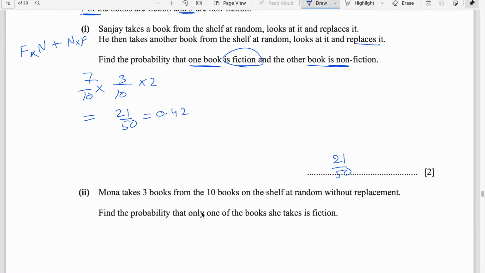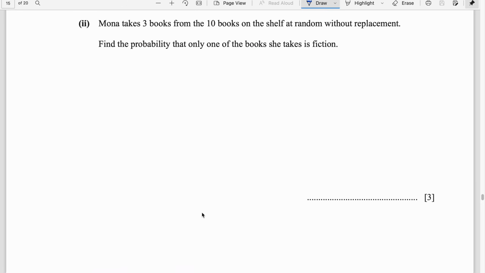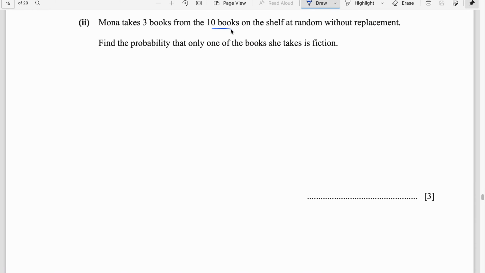Second part says Mona takes 3 books from the 10 books on the shelf at random without replacement. So the denominator is changing, the total is changing. Find the probability that one of the books she takes is fiction. So it could be fiction, non-fiction, non-fiction, plus non-fiction, fiction, non-fiction, plus non-fiction, non-fiction, fiction.